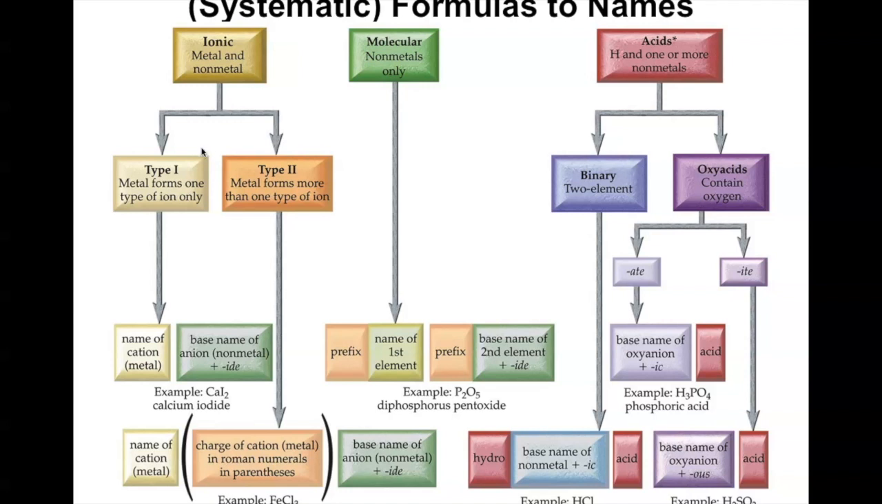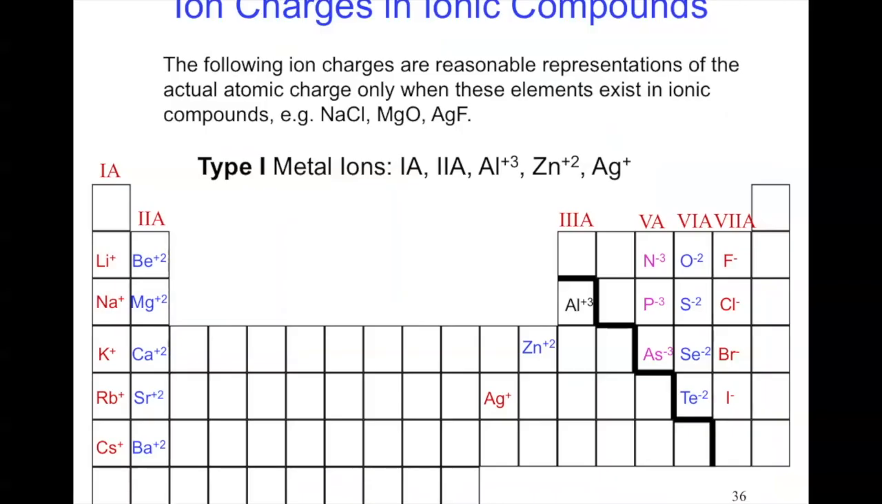The main distinction is being able to identify which metal type you have in your compound, whether it's type 1 or type 2, right? So we told you to memorize all of these metal ions and their charges. These elements, when they form an ionic compound, always have this charge. It's guaranteed. So all the alkali metals are +1, all the alkaline earths are +2 when they form ionic compounds, and the other three metals for which the charge is invariant are aluminum +3, zinc +2, silver +1.